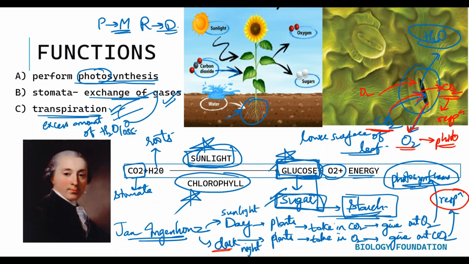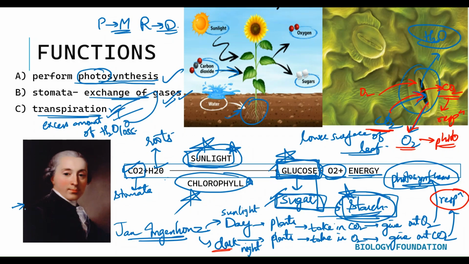So these are the basic functions of a leaf. A leaf helps in performing photosynthesis. It helps in exchange of gases through stomata and also helps in elimination of excess water absorbed by the plant through transpiration using the stomata structure. Okay, and this is the equation of photosynthesis, where carbon dioxide combines with water in the presence of sunlight and chlorophyll to give glucose, oxygen, and energy. And excess glucose is stored in the form of another type of sugar called starch.